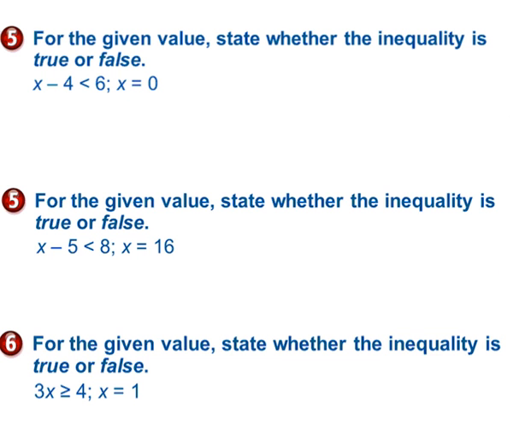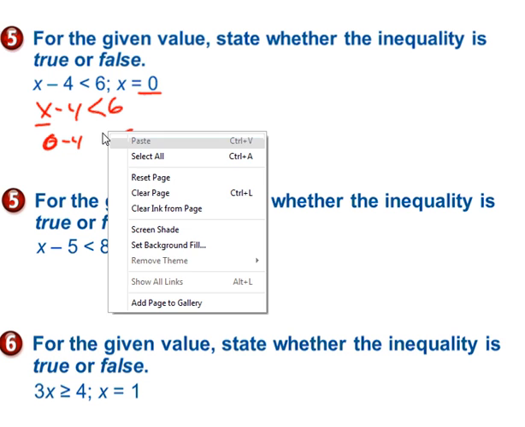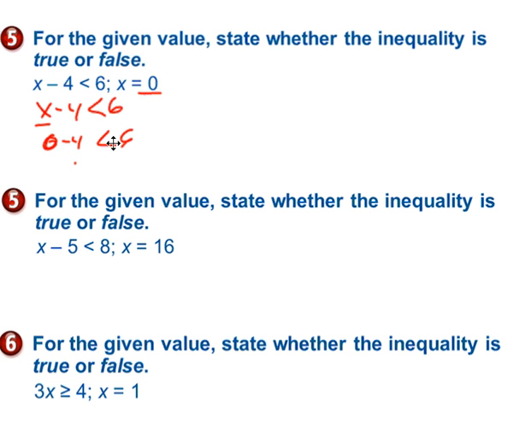All right, well, we'll keep doing some examples here. For the given value, state whether the inequality is true or false. Well, I've got x minus 4 is less than 6. I can plug 0 in, and I can say 0 minus 4 is less than 6. So 0 minus 4 is negative 4, negative 4 is less than 6, so it is a true statement.